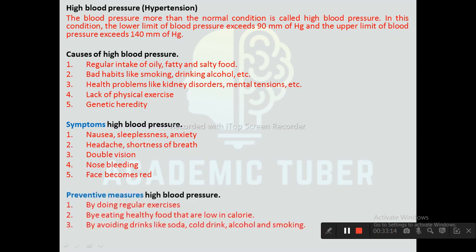red. Preventive measures of high blood pressure: by doing regular exercise, by eating healthy food that is low in calories, by avoiding drinks like soda, cold drinks, alcohol and smoking.